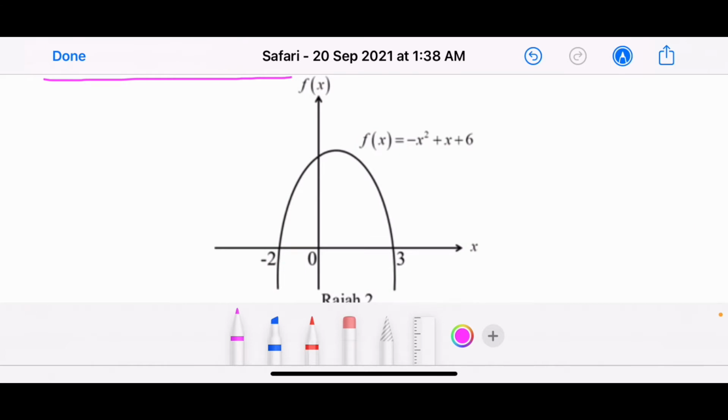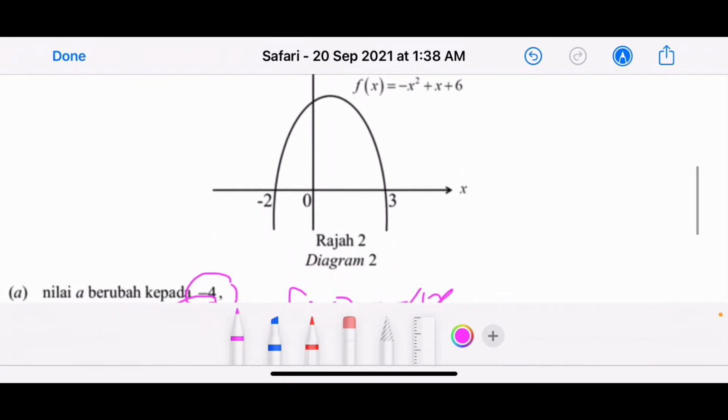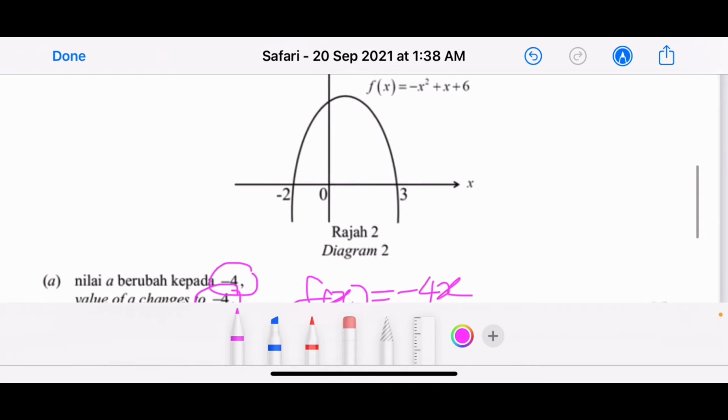So basically when you look at the graph, if you change the coefficient of the x squared, the graph is no longer negative a, it becomes negative 4x squared plus x plus 6. So the graph will look like this. It will become a bit narrow, something like this, and then come down.